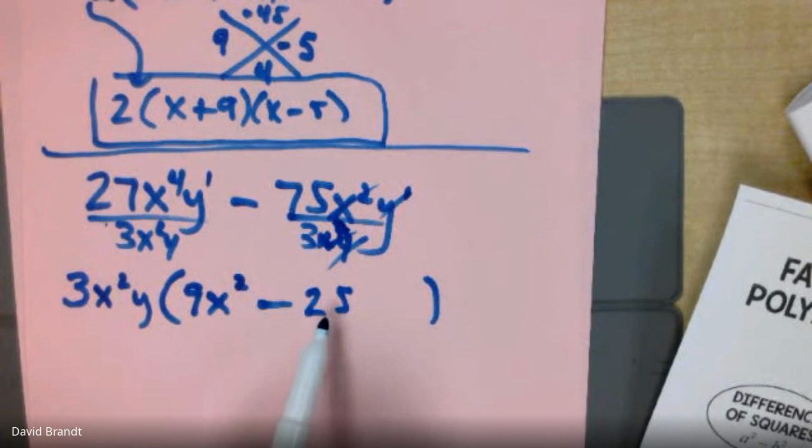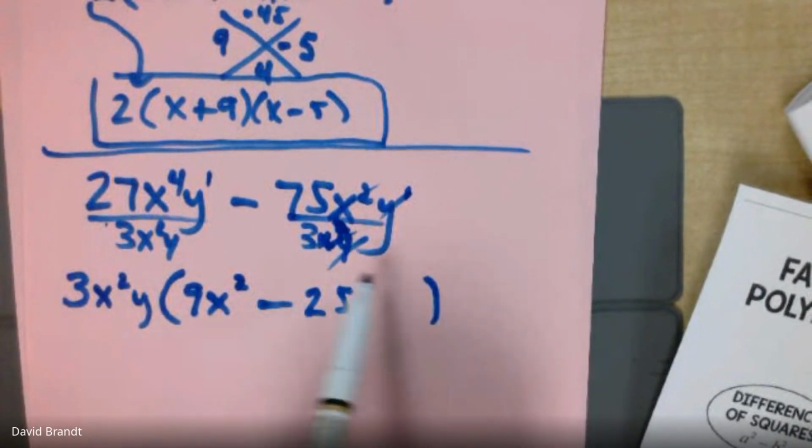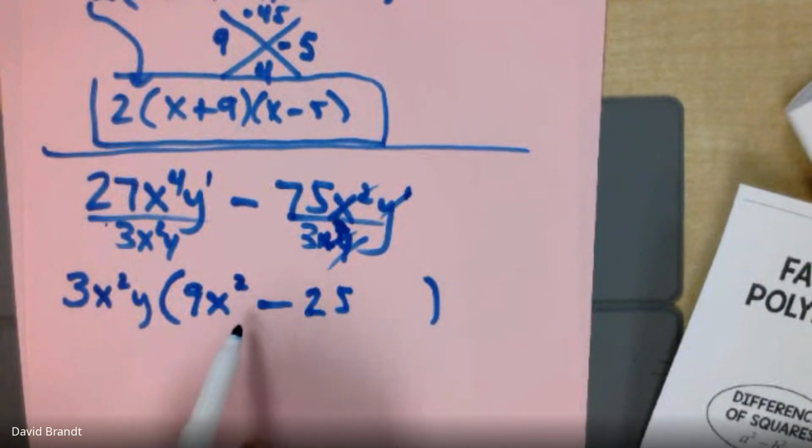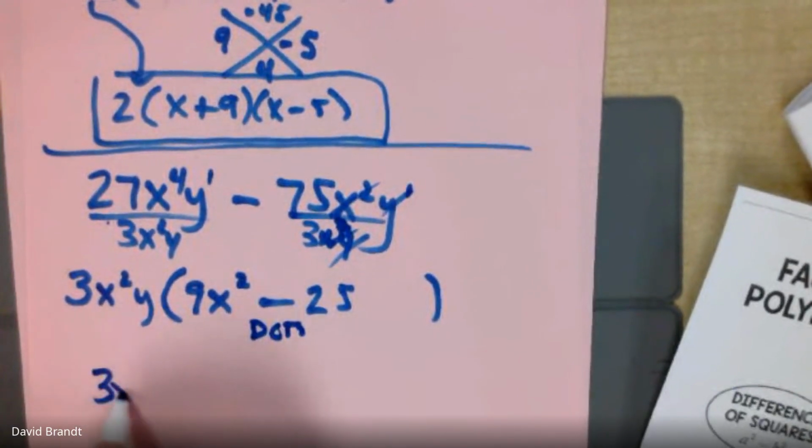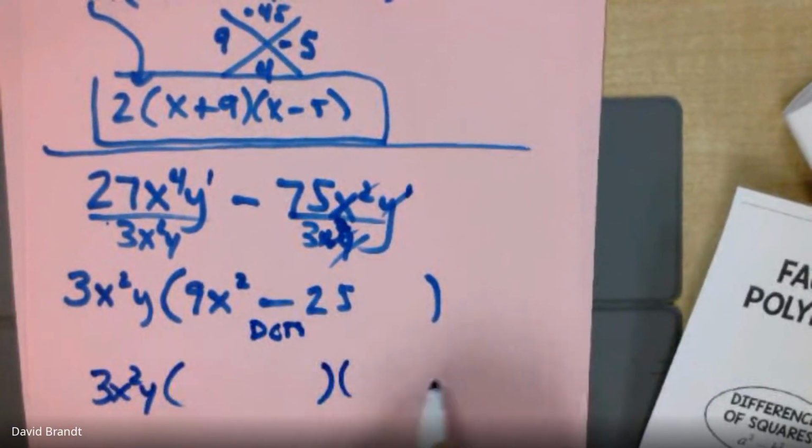Yes. Is that a perfect square? Yes. Is it a difference? Yes. If the answer to any of those questions were no, you would stop right here and you would be done. But this is difference of squares, so we need to break that up all the way. So we're going to write it like that.